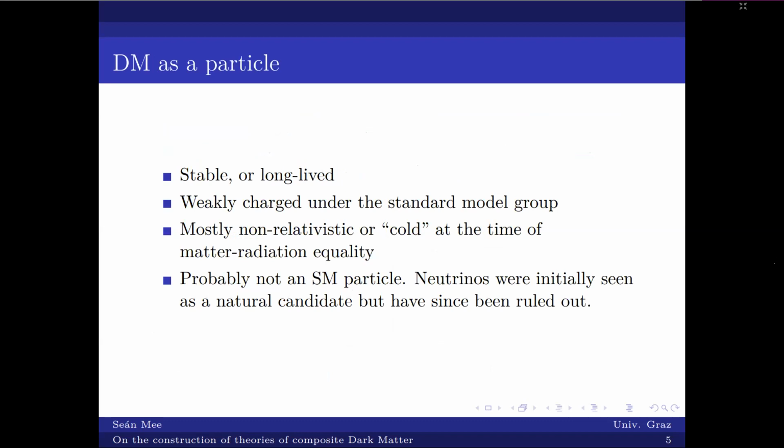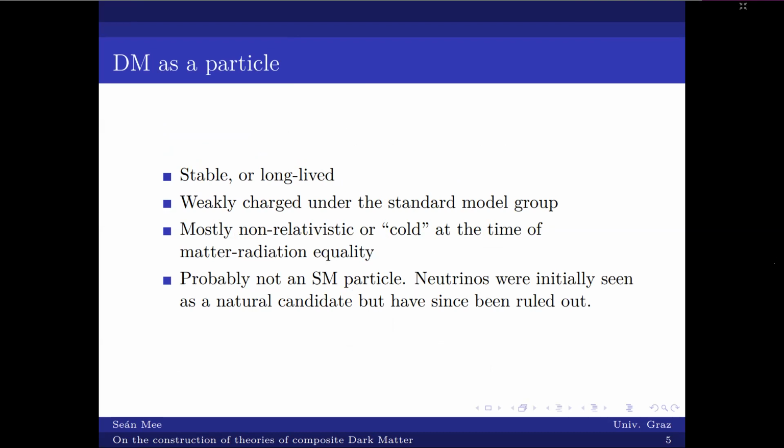As a particle, what are the characteristics we expect the dark matter to have? One is that we expect it to be stable, or at least very long-lived, with lifetimes comparable to the age of the universe. We expect it to be weakly charged under the standard model. The reason I say this is to make it clear that when I talk about strong interactions, I'm talking about strong interactions within a hidden sector, not strong interactions with the rest of the standard model.